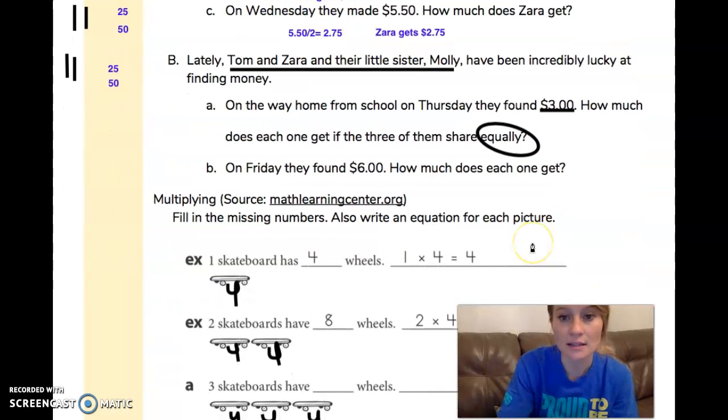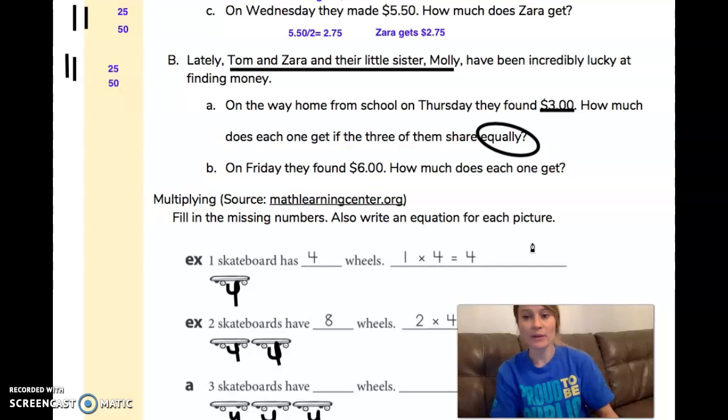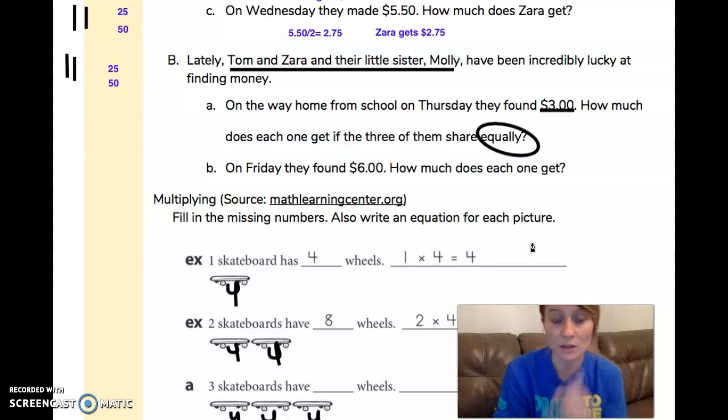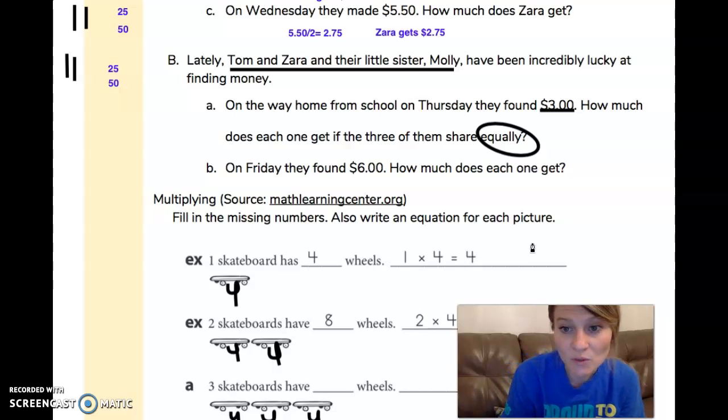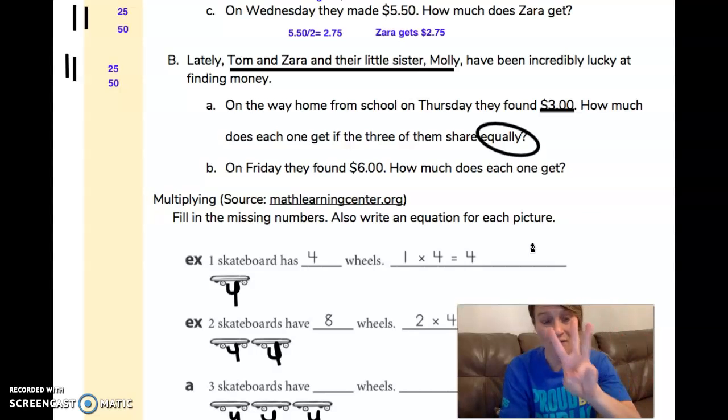Now, let's look at this last part of B here. Lately, Tom and Zara and their little sister Molly have been incredibly lucky at finding money. So that's Tom, Zara, and Molly. That's 3 kids. On the way home from school, they found $3. How much does each one of them get if the 3 of them share it equally? So Tom, Zara, and Molly find $3. How much do they get?